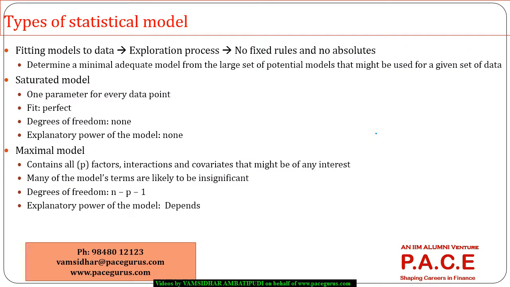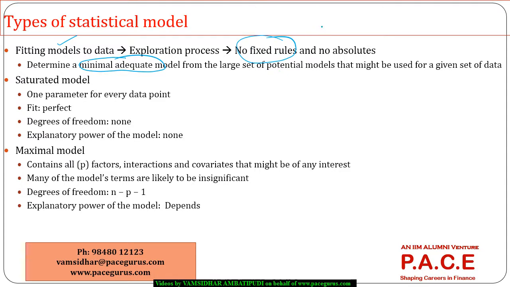Now let's look at different types of statistical models. One I have already been using, that we would be fitting a maximal model. So just exploring the different types of statistical models. My objective is to fit a model to the data. There are no fixed rules that for this kind of data I have to fit this kind of model only. But finally, it should be a minimal adequate model.